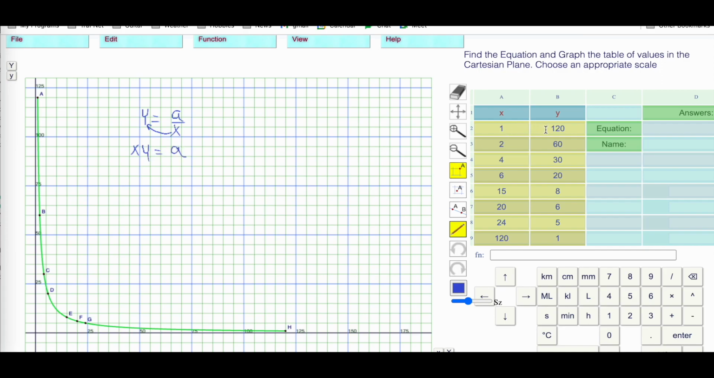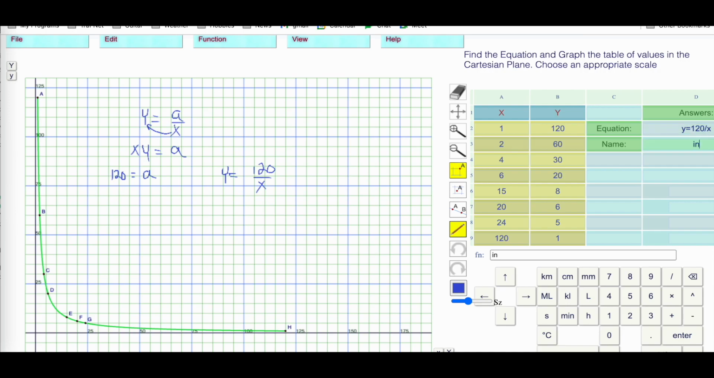Notice if I multiply 1 times 120, I get 120. If I multiply 2 times 60, I get 120. 4 times 30 is 120. 6 times 20 is 120. 15 times 8 is 120. 20 times 6 is 6 times 20, and so on. Okay, they're all 120. Our A value is 120, and that gives us Y is equal to 120 over X. Our equation is Y is equal to 120 over X.